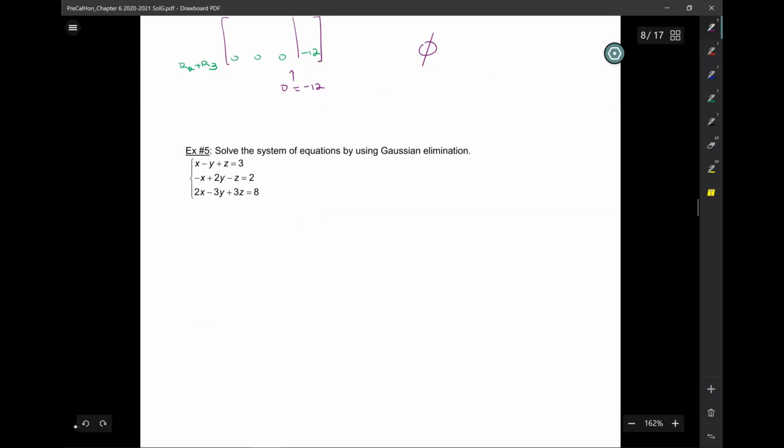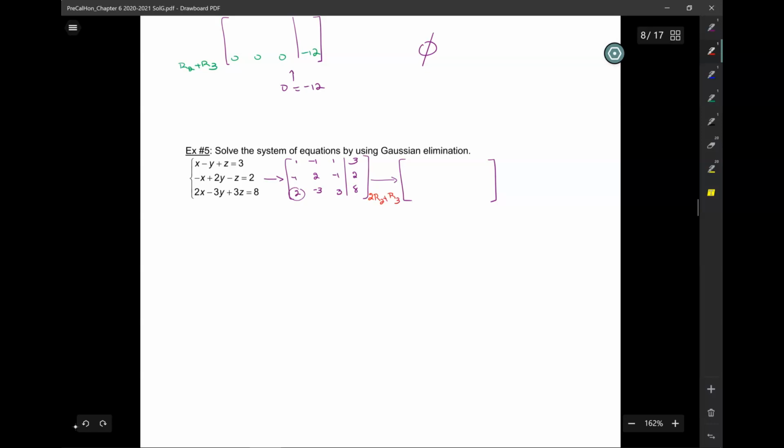All right, let's do one last one. Here I have 1, minus 1, 1, 3, negative 1, 2, negative 1, 2. And then I have 2, negative 3, 3, 8. First, I want to get rid of this 2. So let's get our matrix here. To get rid of that, I'm going to do 2r2 plus r3.